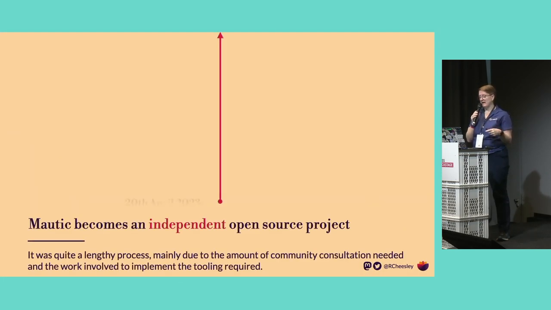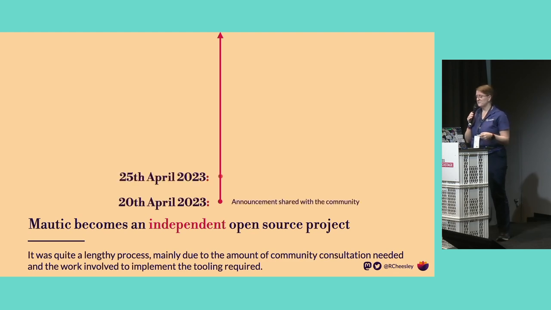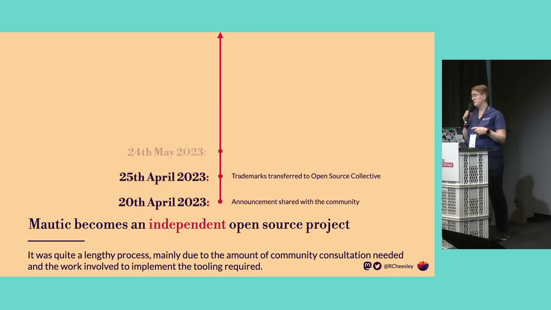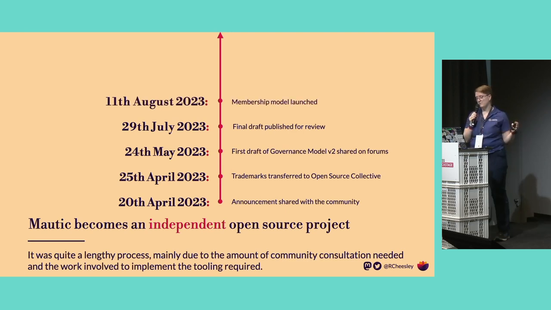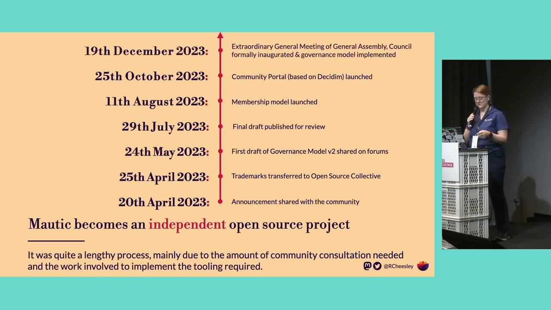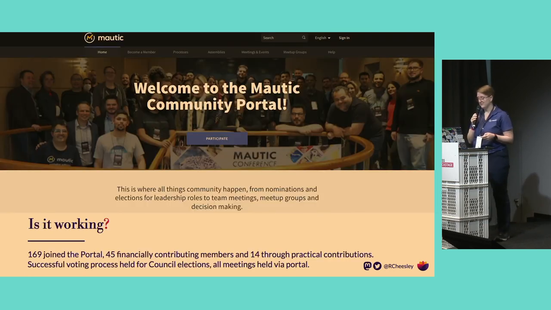And so where we're at now, we've just recently inaugurated the governance model. We voted in our first community elected council through Decidim, really successfully. We own all of our own brand and trademarks now through Open Source Collective, and we're now working on building up the rest of our governance and moving forward as a project. So far we've had 169 people join our community portal, about 45 contributing members between individuals and companies, and 14 through practical contributions.